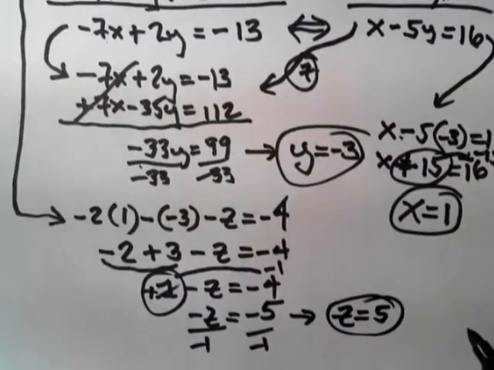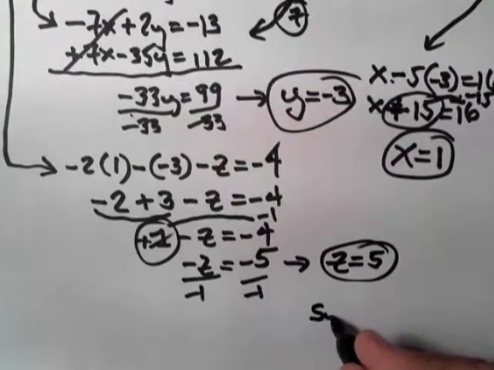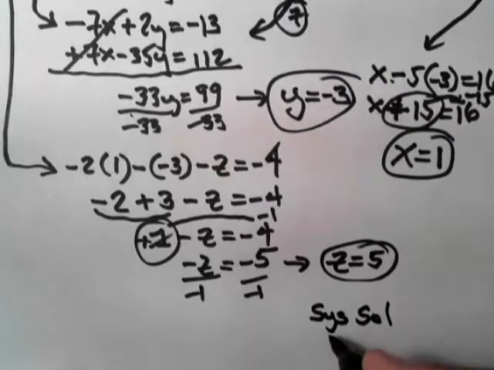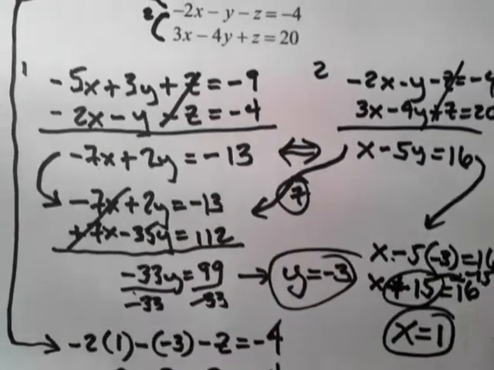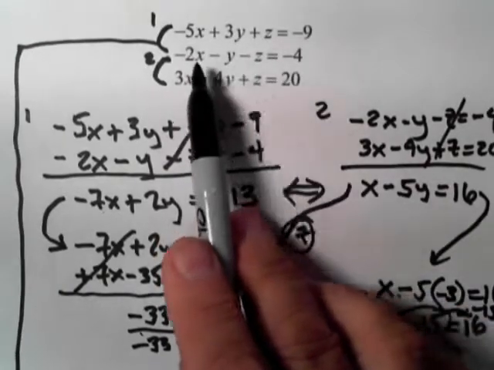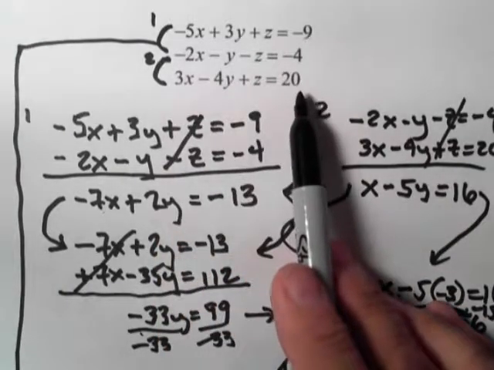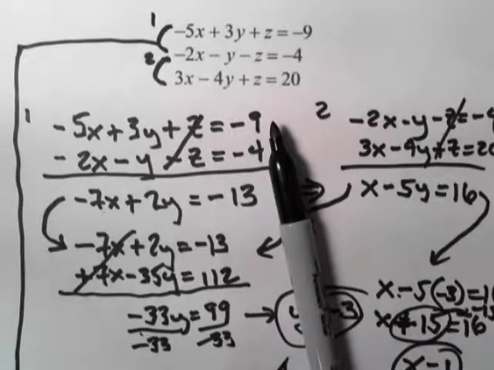Okay, well, here it is. We now have our system solution. The system solution is x equals 1. We always write it in alphabetical order. y equals negative 3, and z equals 5. Now, if you took this system solution and plugged it back in to the original equations up on top, you'd see that it balances all three of these, so it is definitely our system solution.